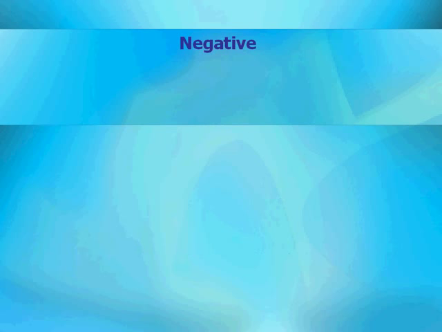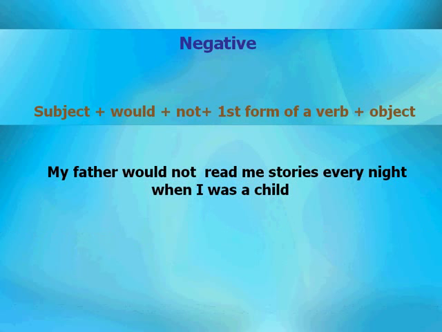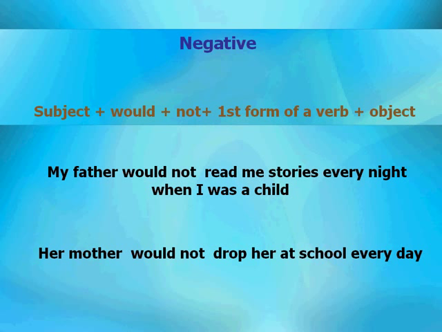Negative structure. Subject plus would plus not plus first form of a verb plus object. My father wouldn't read me stories every night when I was a child. Her mother would not drop her at school every day.